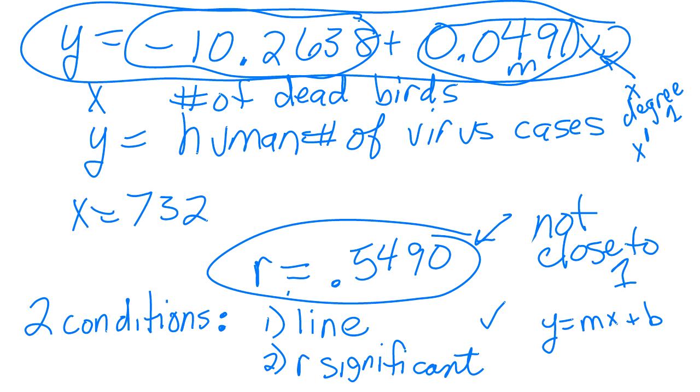And our r is not close enough to 1. So that means our scatter plot is probably all over the place. If you drew the scatter plot for this, it would probably look something like that, where it might be linear, but 732 is way, well, it doesn't even give us the range. So the right answer would be you can't predict that, because the correlation is too weak. Okay.